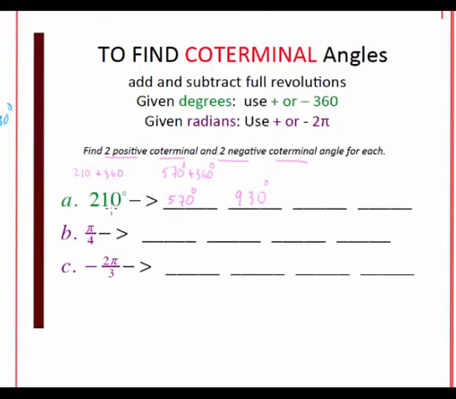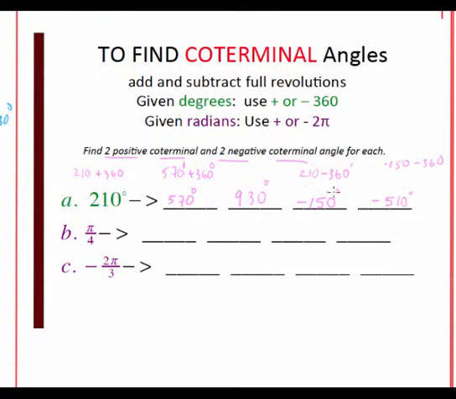So let's go back to our 210 degrees. Let's take 210 and let's subtract 360. So we're going to subtract 360 degrees. And in doing that, it looks like we have a negative 150 degree angle. And then you take the negative 150 and you can subtract off 360 again, and you get negative 510 degrees. So all of these angles are coterminal.